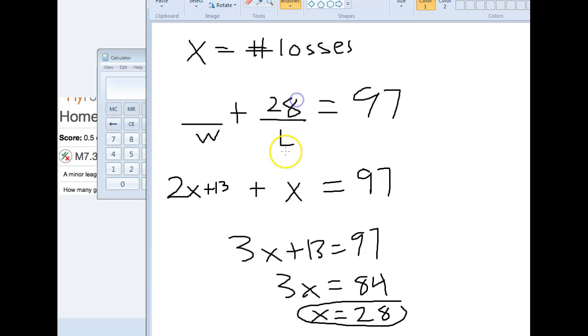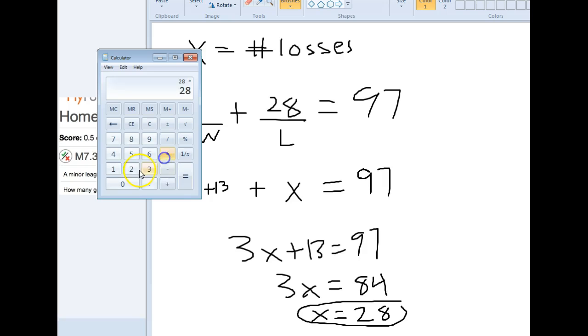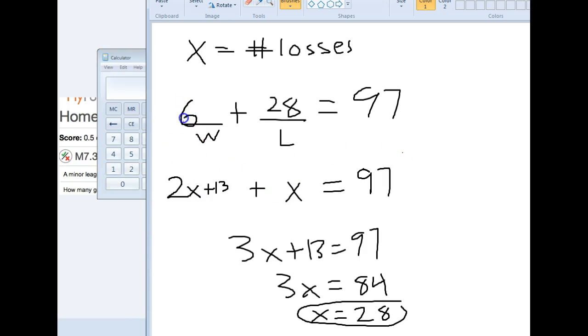And if you need to solve for the number of wins, you double it and then add 13. So 28 times 2 plus 13, 69 wins. And you can verify those two should add up to 97, and they do.